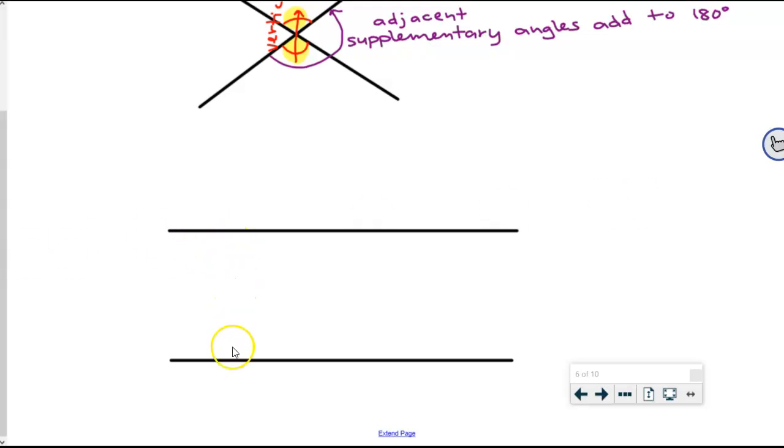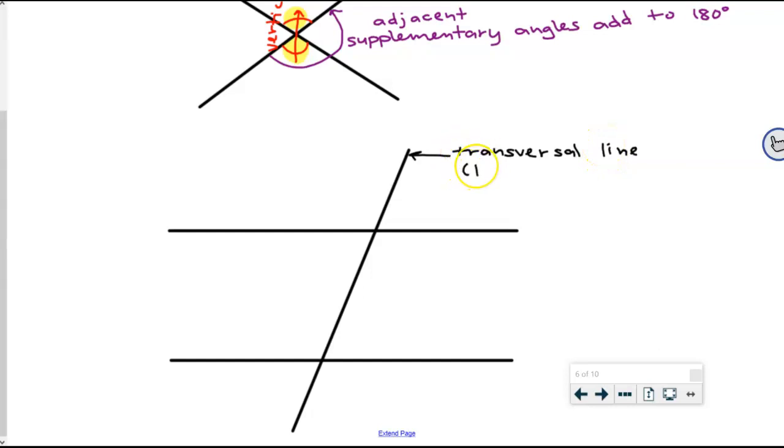So these lines are parallel lines. And I'm also going to draw a line that goes through them or intersects them. What is that line called? We have talked about this one. There's a special name for it. Aaliyah. Yes, this is a transversal line. Transversal line, and a transversal line simply means a line that intersects others.